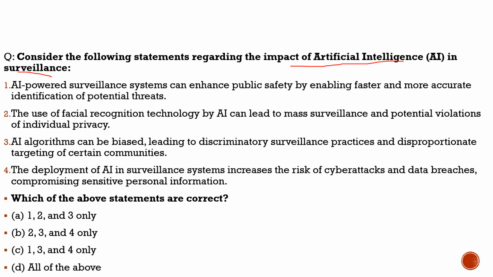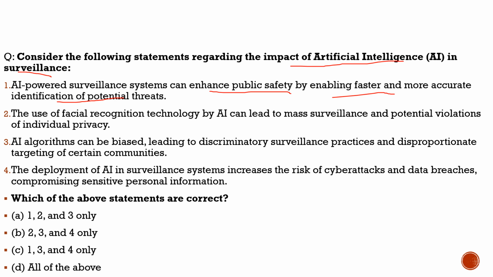AI in surveillance can play a huge role. It can have huge good impacts and play a better role. For example, the first option says that AI-powered surveillance systems can enhance public safety by enabling faster and more accurate identification of potential threats. It will play a huge role in it.